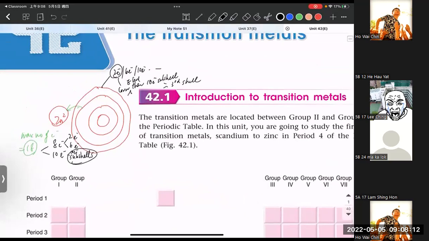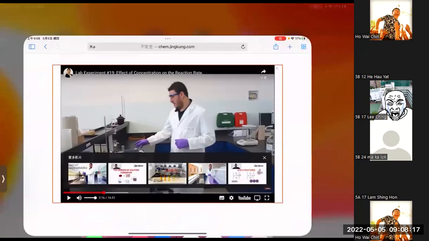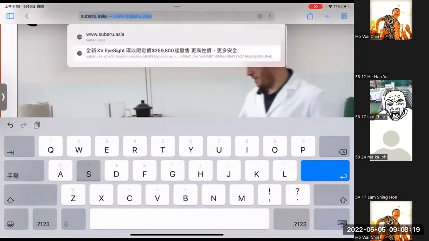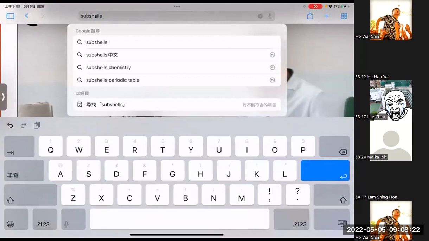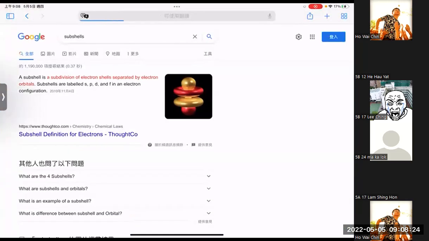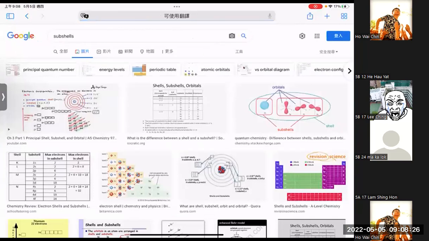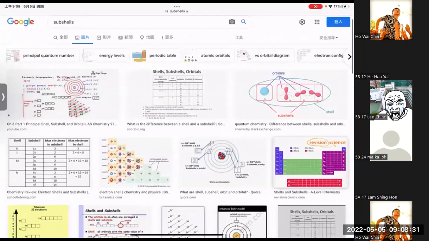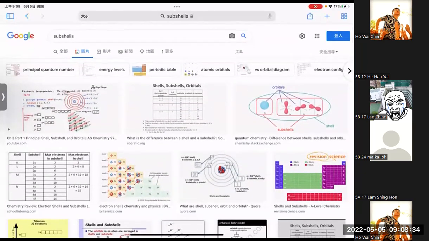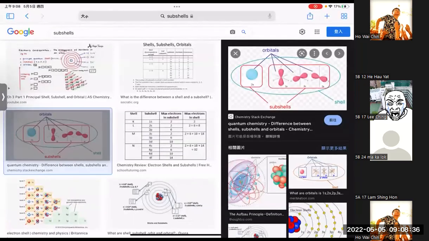So in order to let you better understand what that is, now we can type on the web. We call that subshells. Take a look, subshells. And we have some concepts in chemistry like this. You may see that all those are rather complicated because we come to the fourth model, the new model of understanding the structure of atoms, especially for the electronic arrangement.